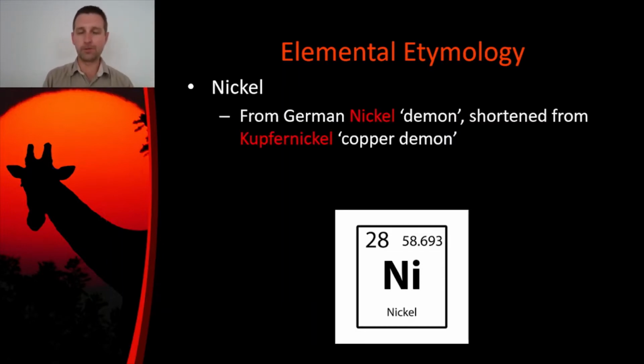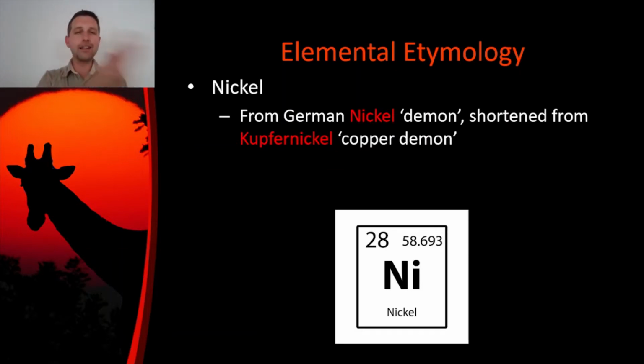Going along with that very same theme is the next element on the periodic table, nickel. Nickel also comes from a German word that's not necessarily very positive. It comes from the German word nickel, which means demon, essentially, translated into English, but this is a shortened form of a longer compound in German, which is Kupfernickel, which means copper demon. You can see Kupfer, copper, kind of looks similar, so that's the same word, all right?